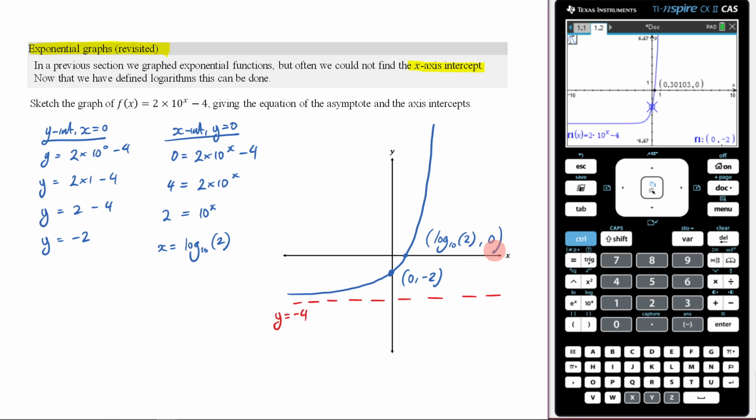Perfect. Hopefully that makes sense on how to approach this question. There is our graph. Make sure it's approaching the asymptote correctly, and you got all of those things on it. All right, hopefully you found this helpful.